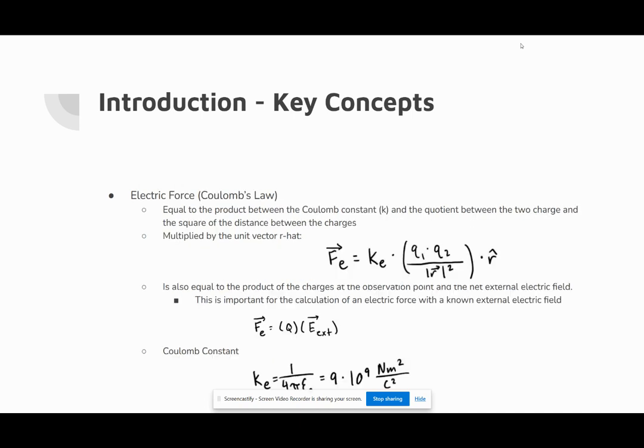Another key concept was the electric force for Coulomb's law, equal to the product between the Coulomb constant K, which is 9 e to the ninth, and the quotient between the two charges and the square of the distance between the charges, so Q1 times Q2 over the magnitude of the vector r squared times r hat.